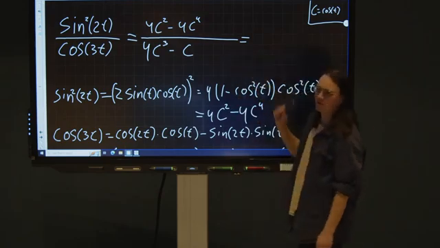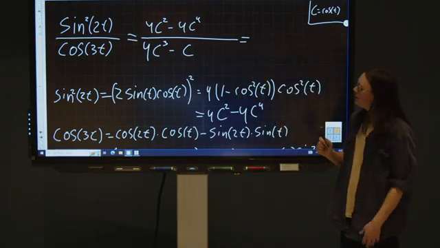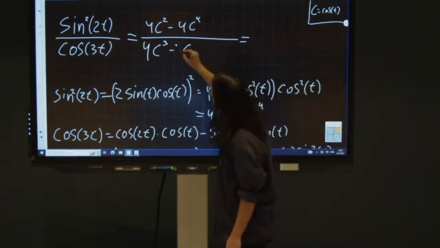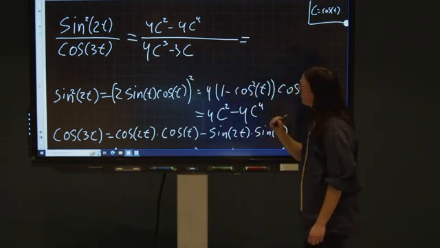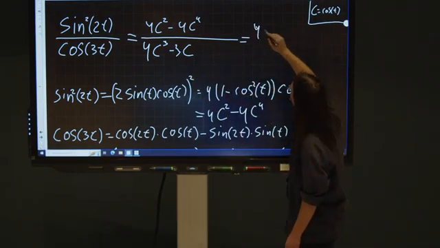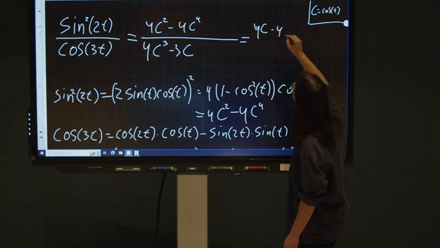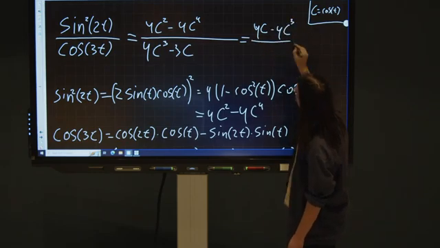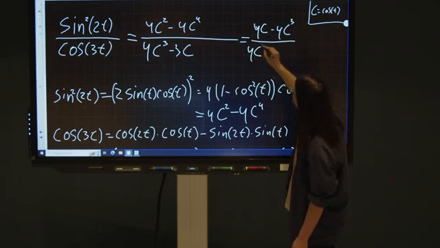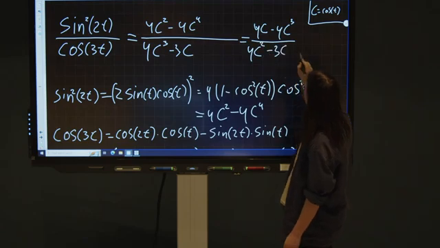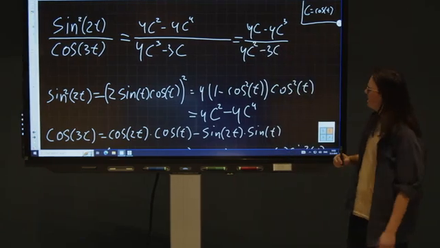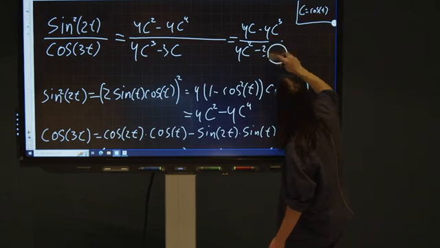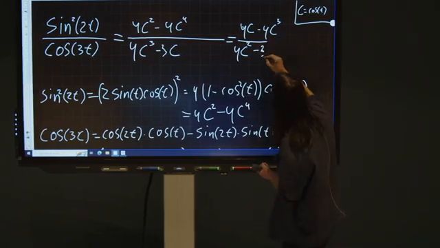And then we can simplify this a little bit by dividing out one of these c's, right? So you just get 4c minus 4c cubed divided by 4c squared minus 3c. Voila. There we go.